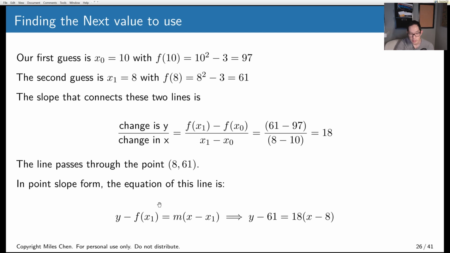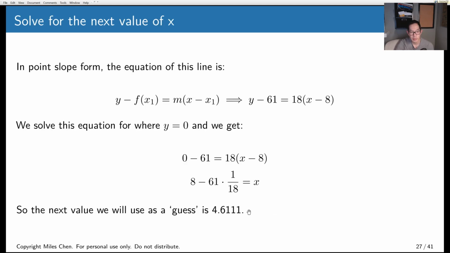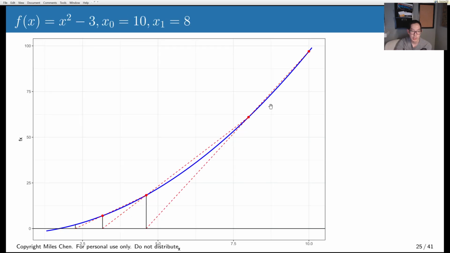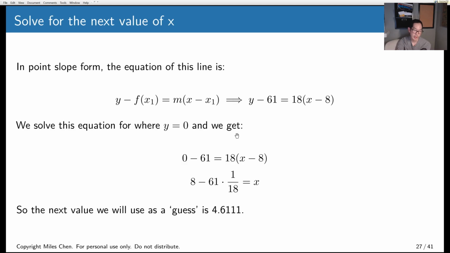So in point slope form, I have y minus 61 is equal to the slope 18 times x minus 8. Solving for where this linear equation is equal to 0, I get 0 minus 61 is 18 times x minus 8. We solve for that, and we get x is 4.611. So that's going to be the next value of x. And then I just repeat that. Here's 4.611, this value is 8, and then we calculate the slope, and then we calculate the point.